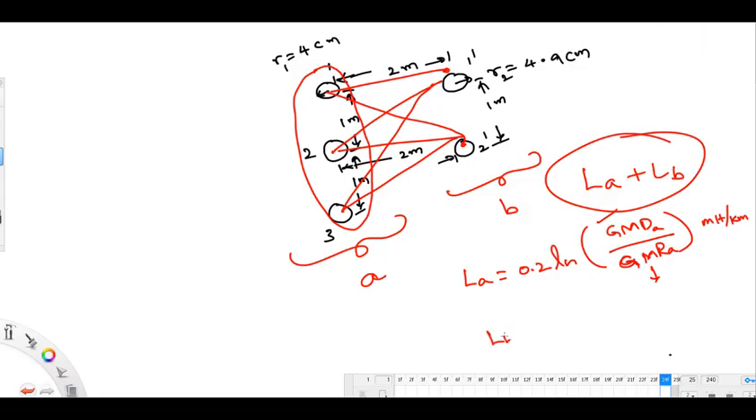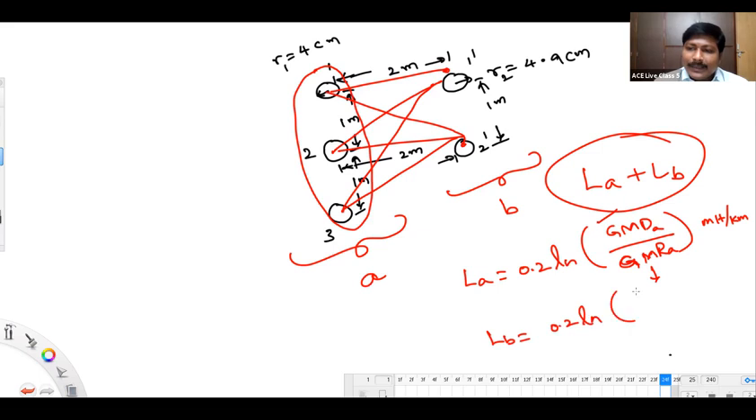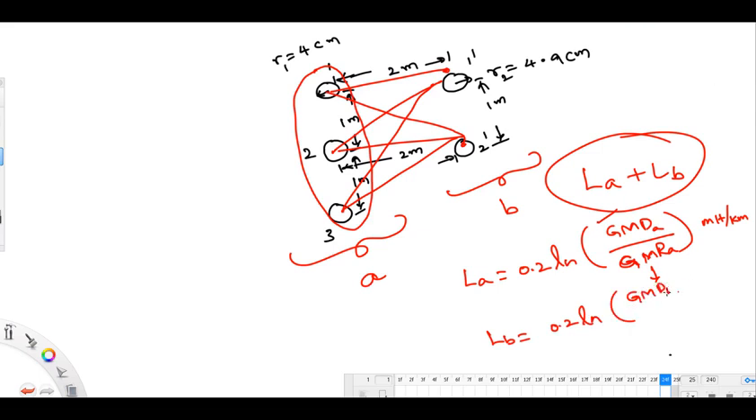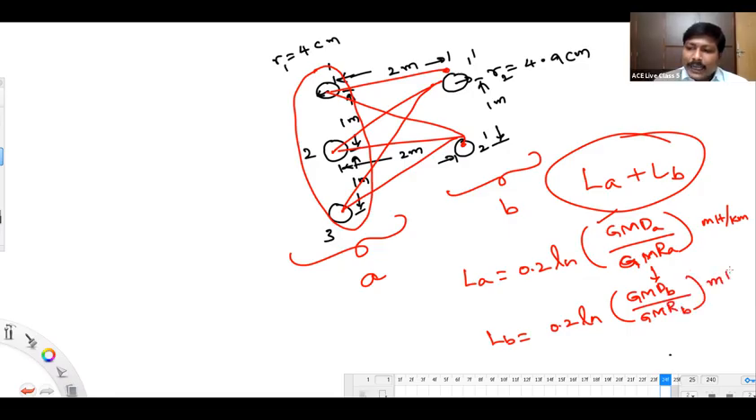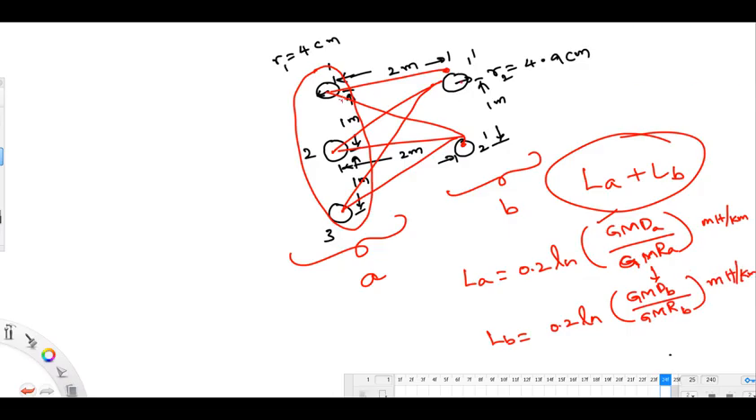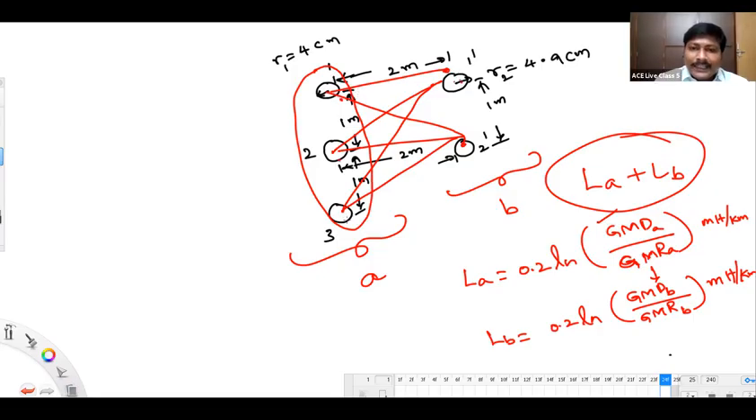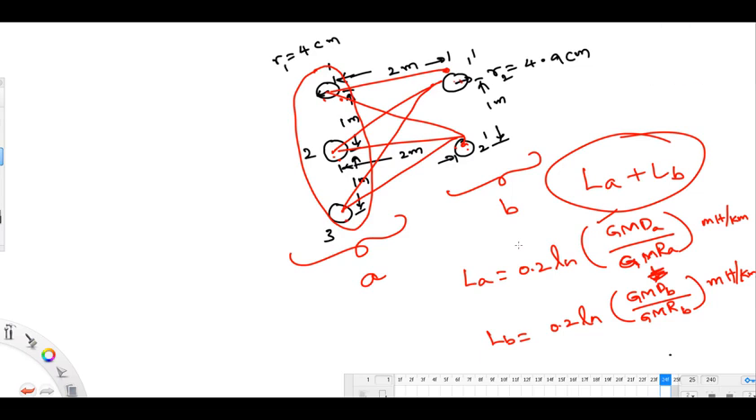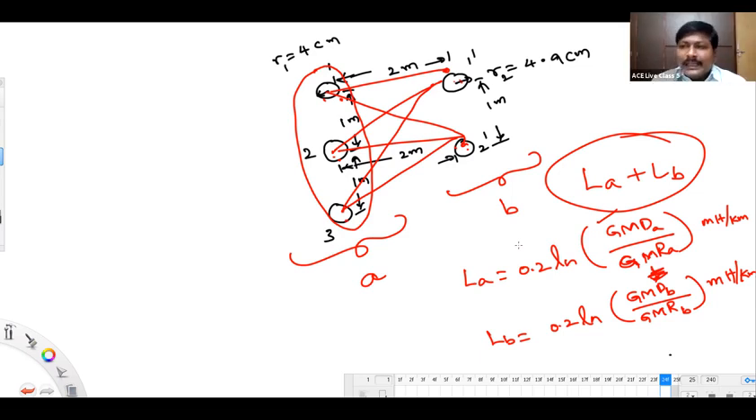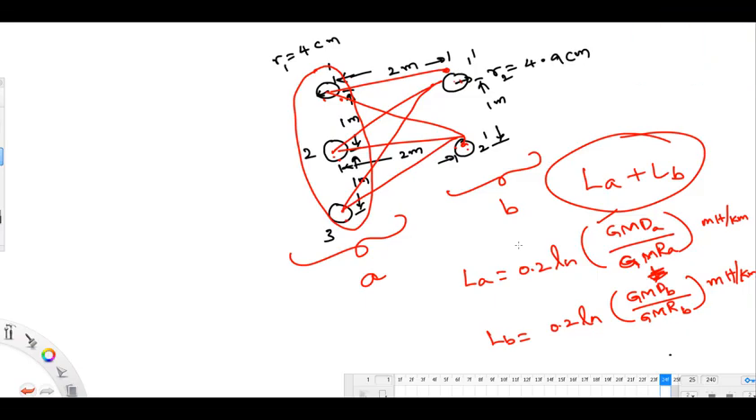And what's the LB formula? 2 times 10 to the power minus 7 LN of GMDB by GMRB. What is GMDB? Geometric mean of distances from B to A: 1 dash to 1, 1 dash to 2, 1 dash to 3, next 2 dash to 1, 2 dash to 2, 2 dash to 3. The geometric mean will give GMDB. Then GMRB will be similar to what we call the bundle case. So don't bother about this solution. You do LA and LB separately and add them. That is your answer.